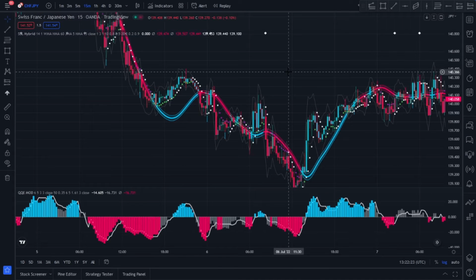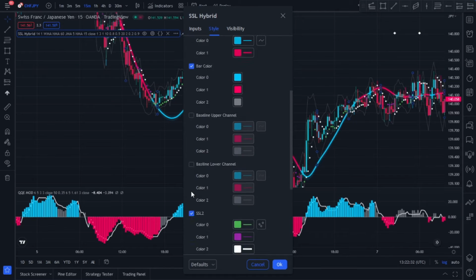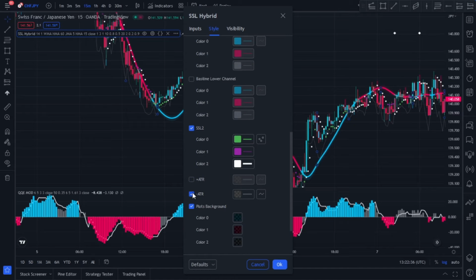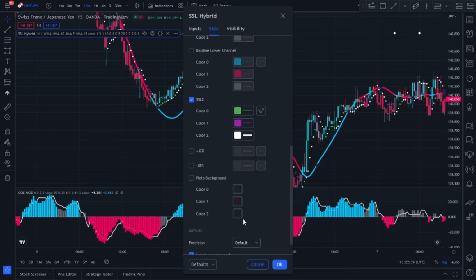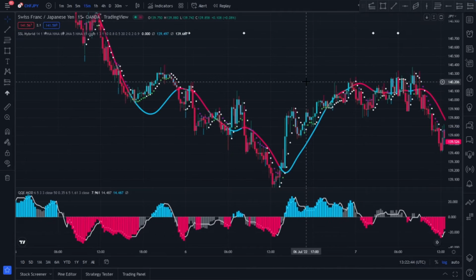Go to the SSL indicator settings and disable the tick of these options: Baseline Upper Channel, Baseline Lower Channel, plus ATR, negative ATR, and plot background. Everything is ready now. Let me show how the strategy works in practice.